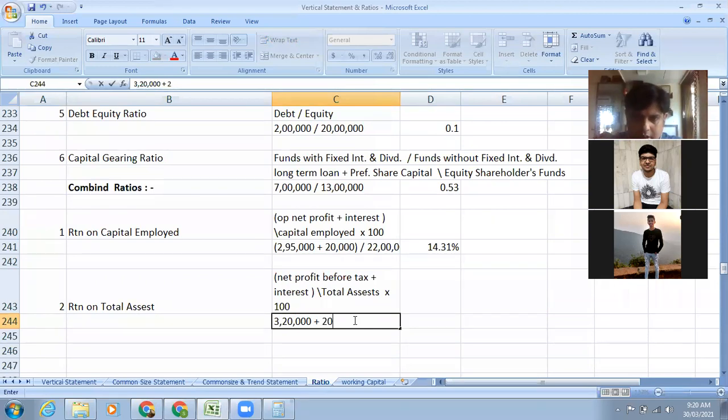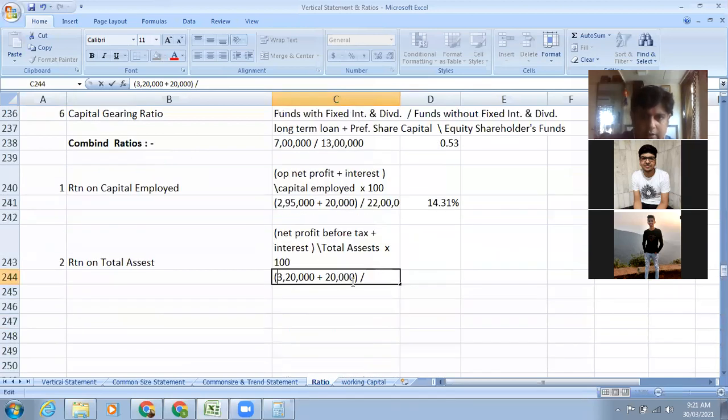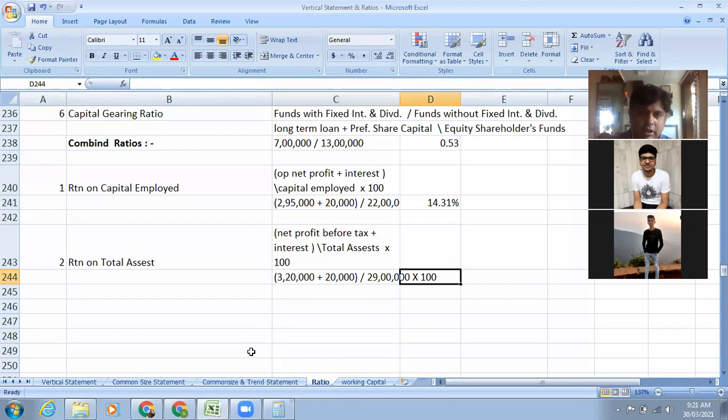Divide by, I believe total asset we got on the top also. Somewhere I had written total asset, 29 lakhs. Am I right? Yes. So how much is it? 340 divided by 29, 11.13%. Next.